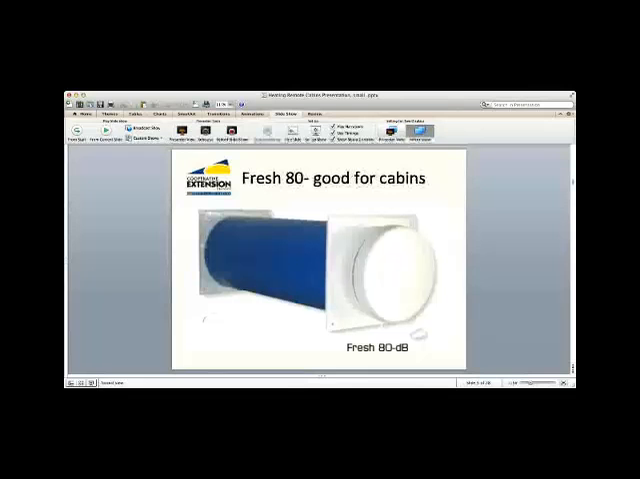Fresh 100. You cut a hole in the wall about 3 or 4 inches, depending on which one you get, and the Fresh 100 just is able to handle more. And you basically slide this tube through so that the end, which is to your upper left-hand corner, goes to the outside wall portion of the cabin. And it has a little vent on there to keep the bees out and a little screen on.